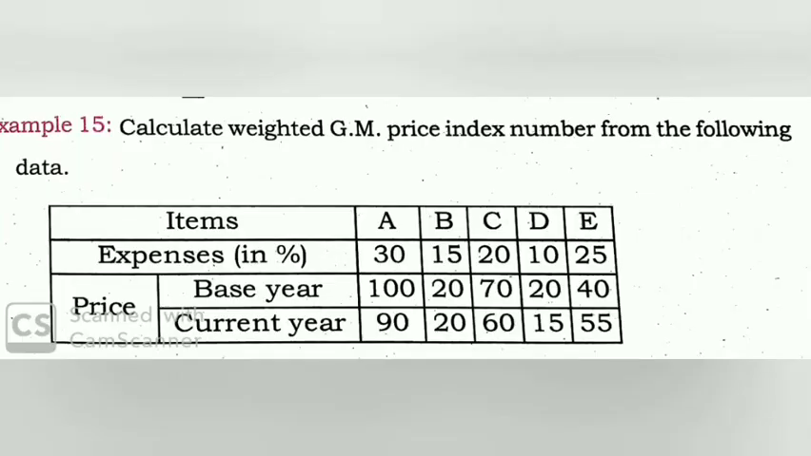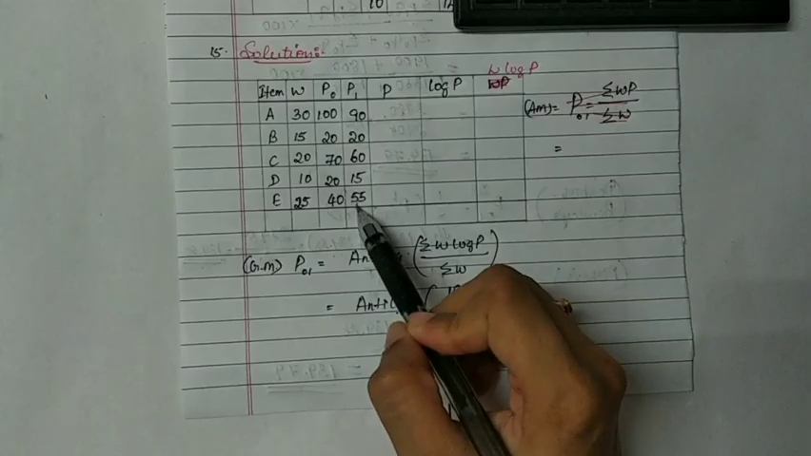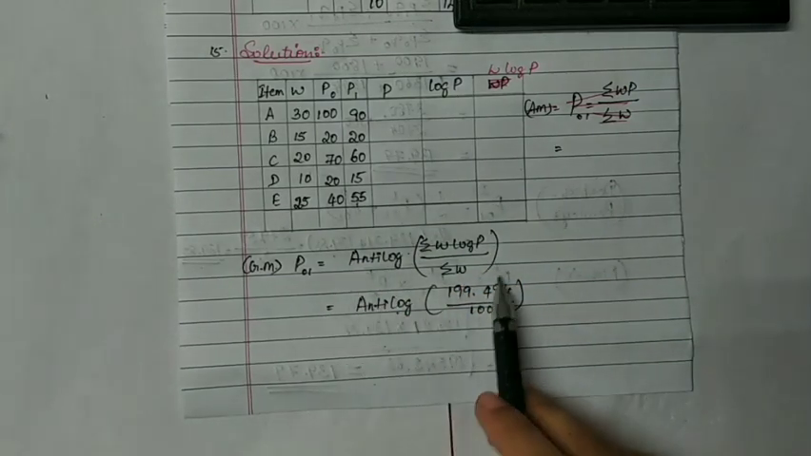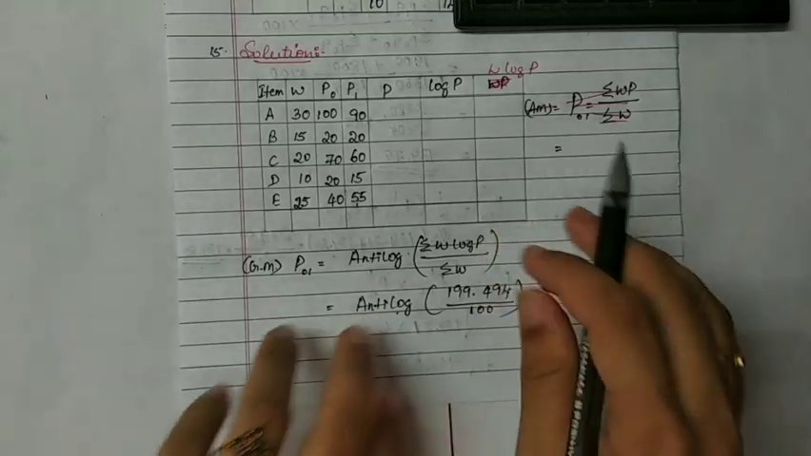Here is our last problem now. Calculate weighted geometric mean price index number from the following data. Items are given: A, B, C, D, E. Expenses and base year prices, current year prices are given. Expenses are considered as weights. We are asked to calculate weighted average of relatives based on geometric mean, and the formula is here. You know that, right?